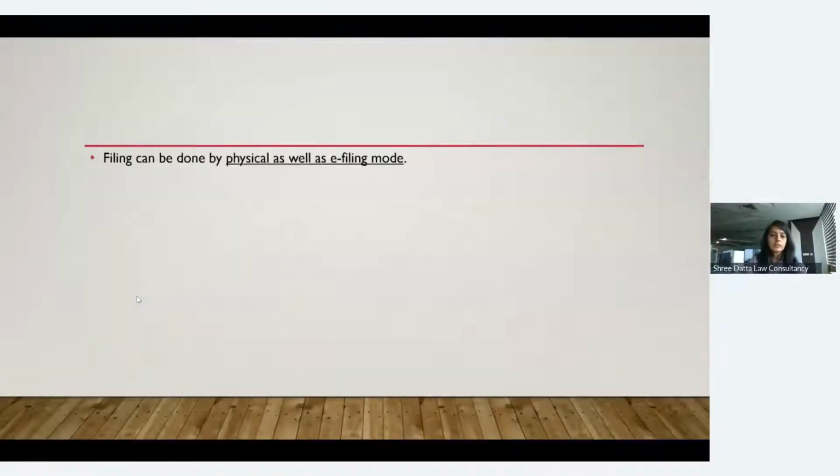And the filing. So in the filing, filing can be done by the physical as well as the e-filing mode. Physical means the offline mode. You can submit all the documents to the patent office. Then the patent office will check and give you the acknowledgement receipt for that.